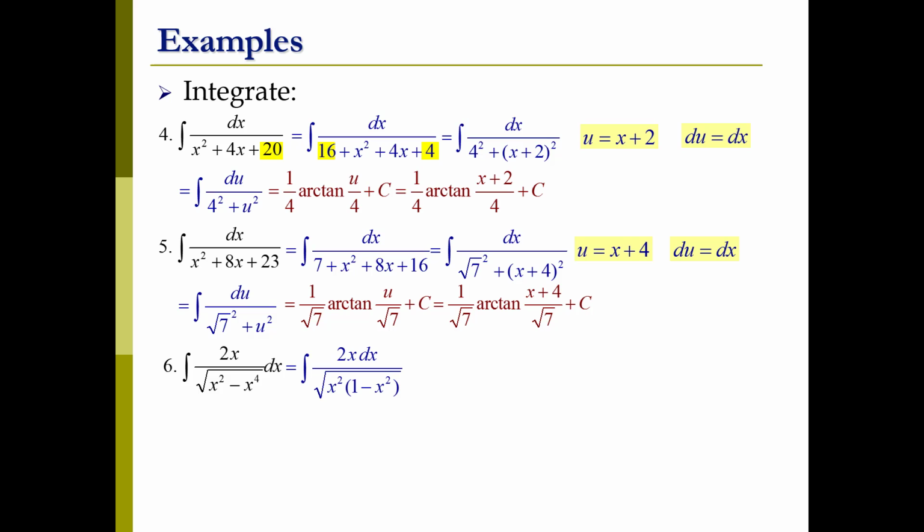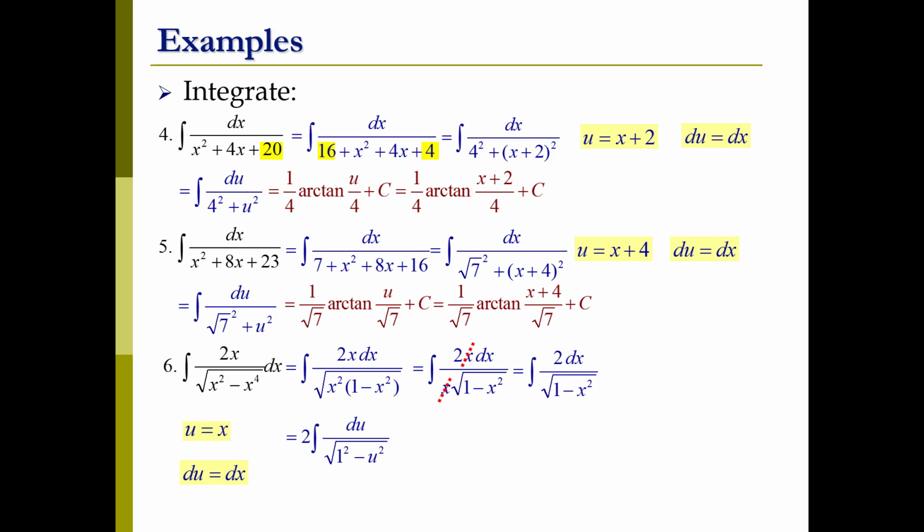Of course, square root of x squared just gives us x, and the x in the numerator and the x in the denominator will cancel. That will give us 2 dx over radical 1 minus x squared. We're going to let u equal x. du then is, of course, dx. We could take that 2 and factor it out, and we get du over radical 1 squared minus u squared.